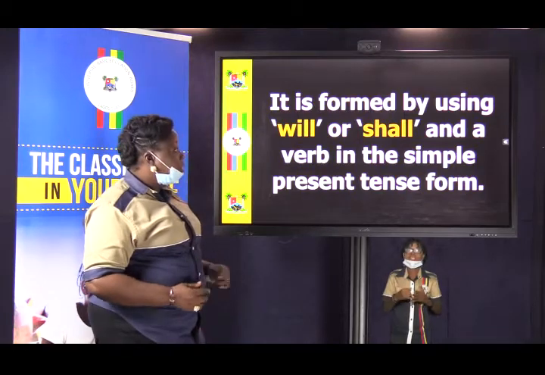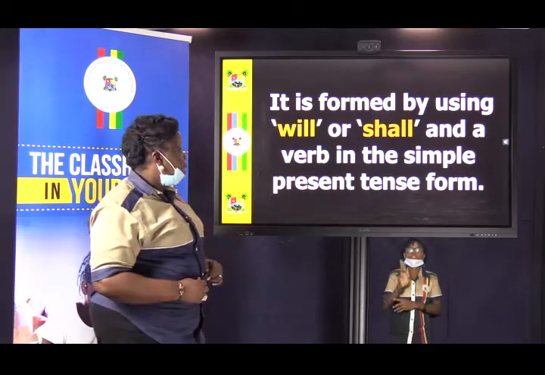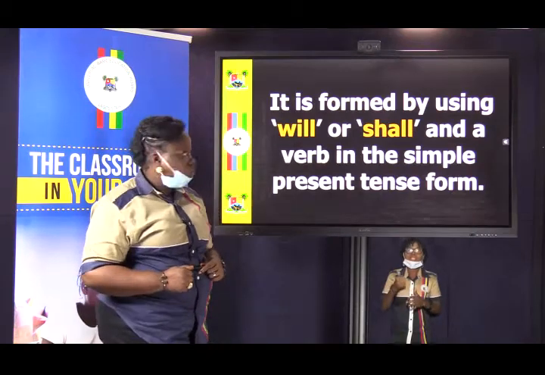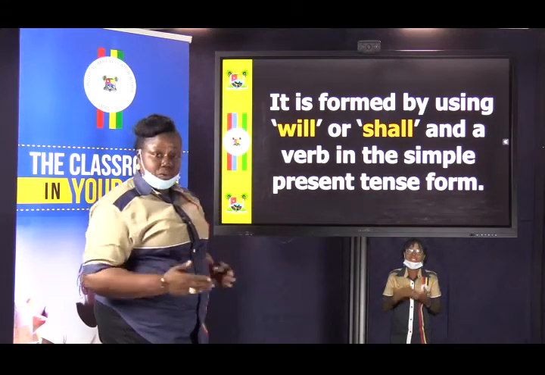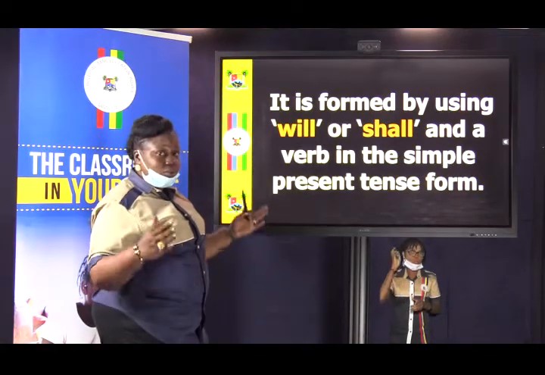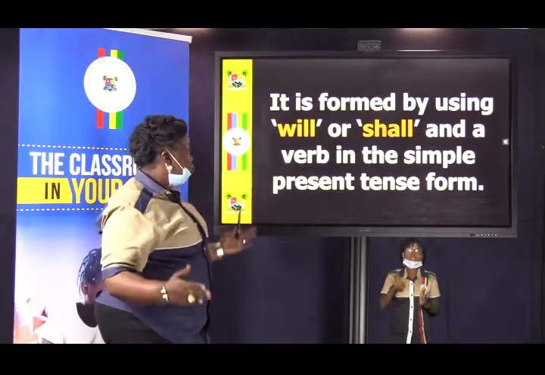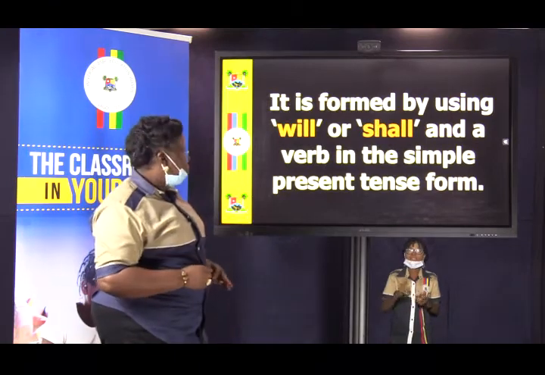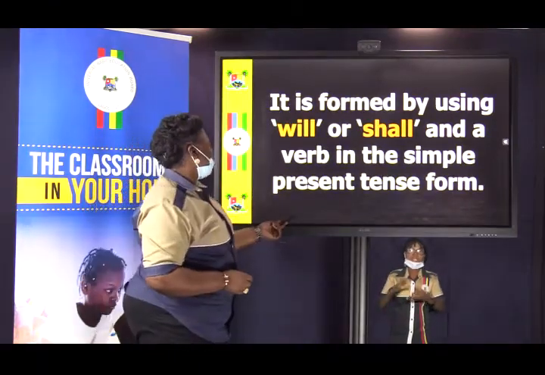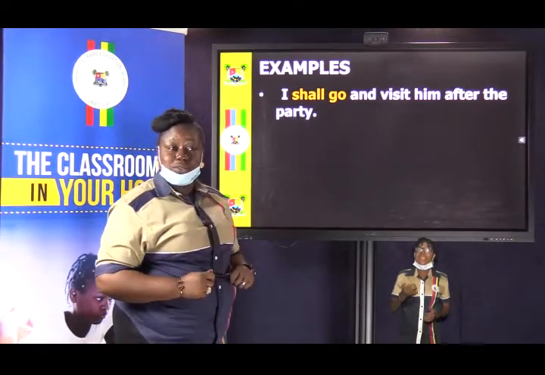It is formed by using will or shall and a verb in the simple present tense form. When you want to form the future tense, you use will or shall, and this will be added to a verb in the simple present tense form. Are we together? Here are examples.